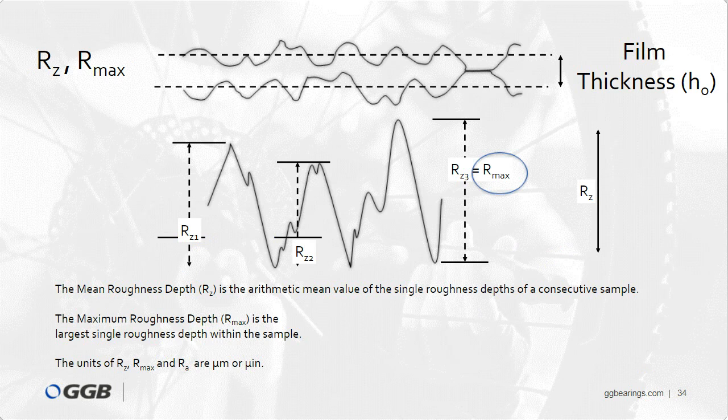Previously we spoke about the Tallian parameter, or lambda, which is the ratio of minimum film thickness over the composite surface roughness of each surface in contact. With journal bearings, roughness values like Ra, Rz, and Rmax are considered. Rmax can be especially relevant to hydrodynamic lubrication, as the fluid film will need to overcome the highest roughness peak in order to avoid scoring and abrasion.